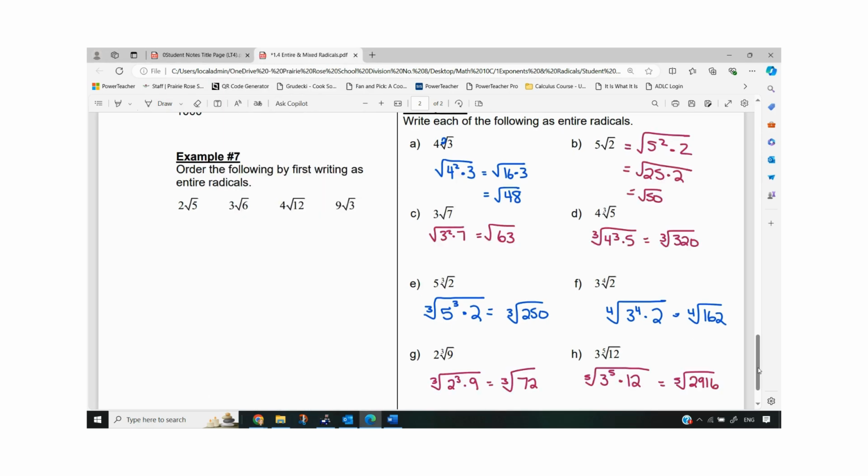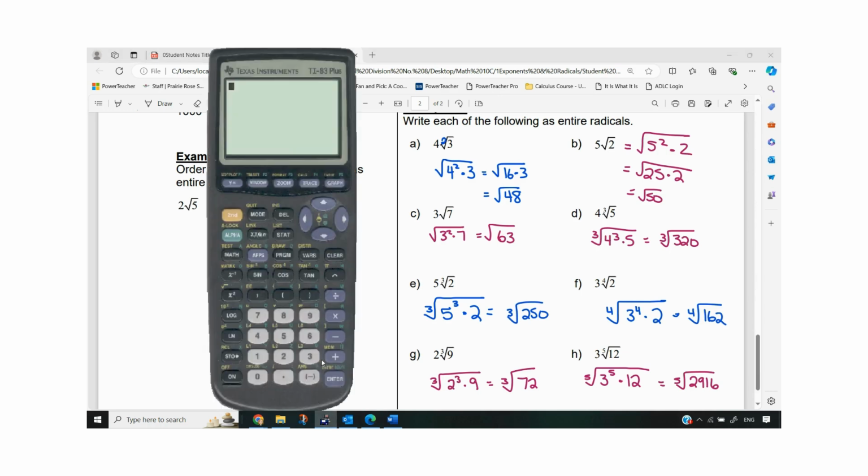Okay, so let's check your answers. 5 root 2 should give you root 50. So 5 squared times 2. 3 root 7 would be root 3 squared times 7, which is root 63. 4 times the cube root of 5 would be the cube root of 320. 2 times the cube root of 9 would be the cube root of 72. And lastly, 3 times the 5th root of 12 would be the 5th root of 2916. Now, if you were having trouble putting any of that in your calculator, 3 to the 5th would be 3 exponent 5, and then we could multiply by 12.